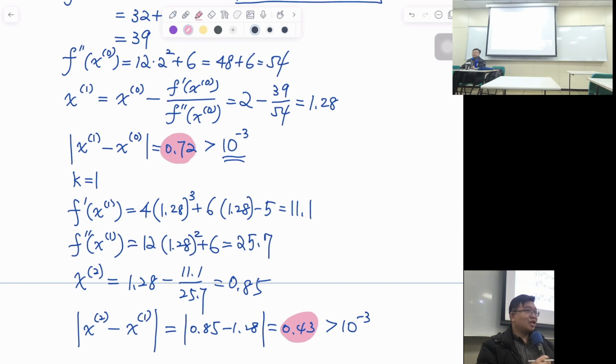Okay. Any questions at this point? Should be quite easy, right? Because it is one-dimensional. Let's try to solve it by MATLAB.